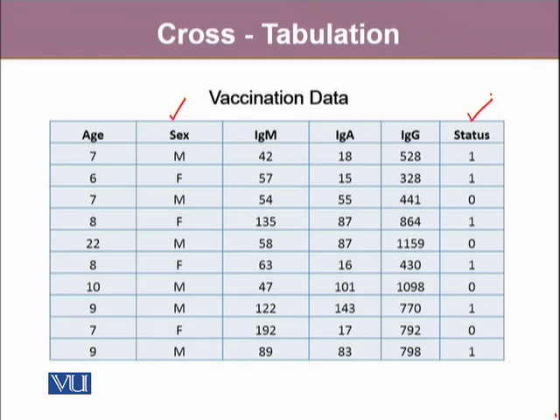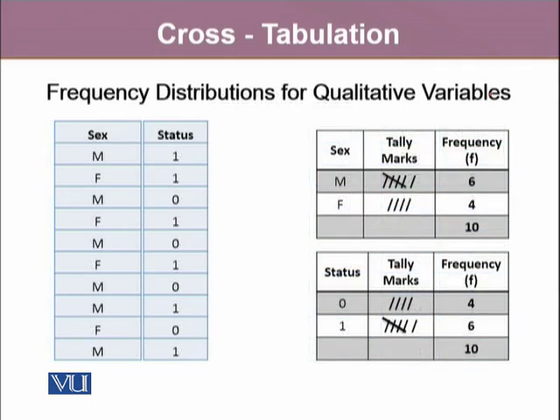So if we look at the whole data, definitely it may not be very easy to summarize these two variables altogether, which we observed earlier. We have a variable sex, we have a variable status, and these are their frequency distributions. In these frequency distributions, we are having 6 males, 4 females, and the status talks about 4 having 0 and 6 having 1, whereas in total we have 10 respondents.